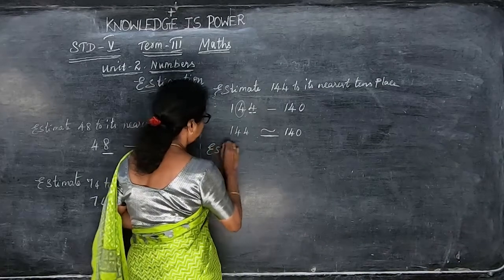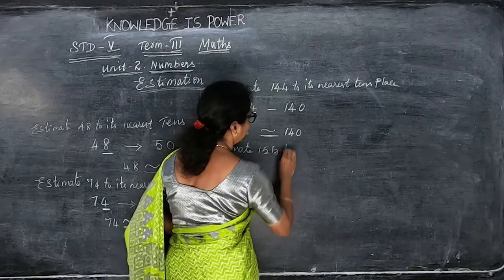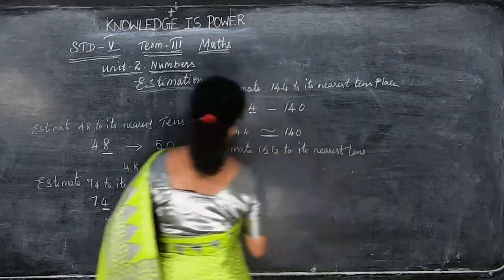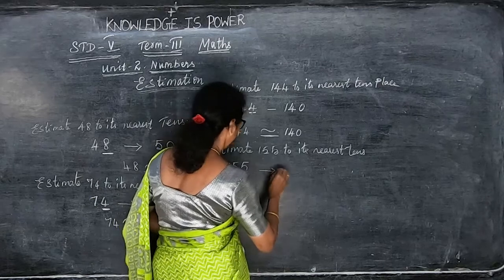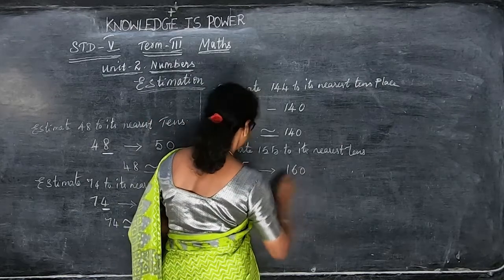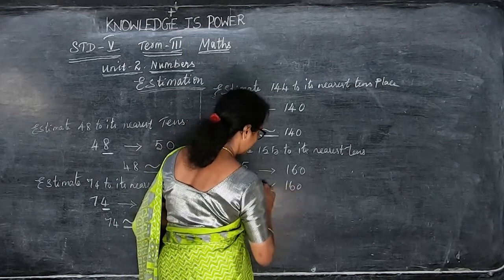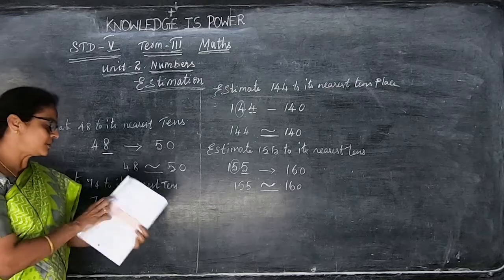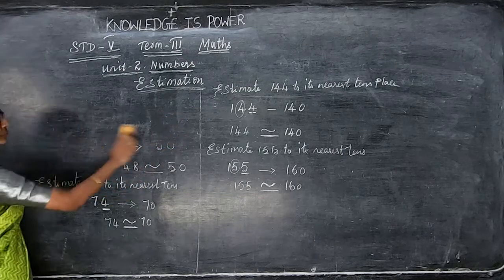Suppose we estimate 155 to the nearest tens. Underline the last 5. This is greater than or equal to 5, so you add one to the tens digit, and 155 is estimated to 160. If they ask for the symbol, you can put the symbol like this. In this chapter they also give problems and sums. Now can you understand this estimation? Now we move on to the problems.